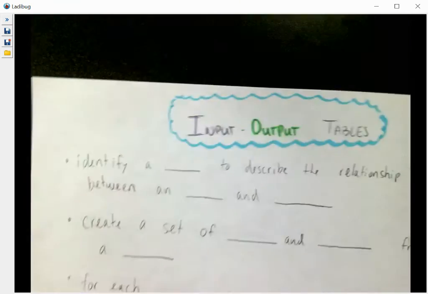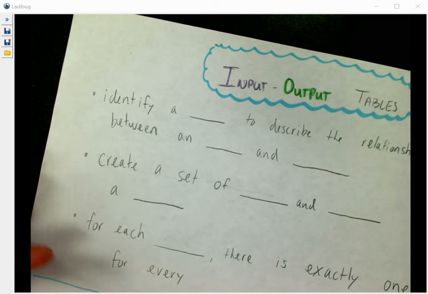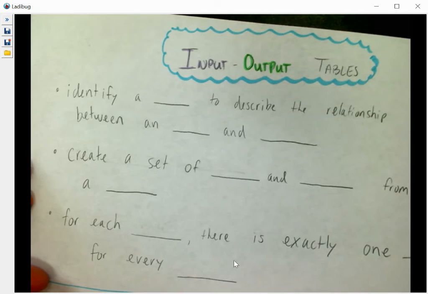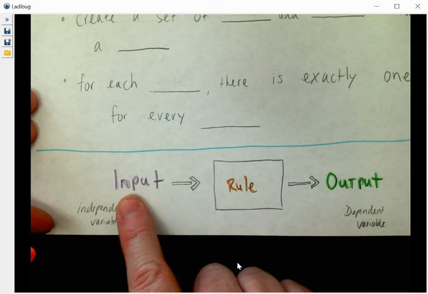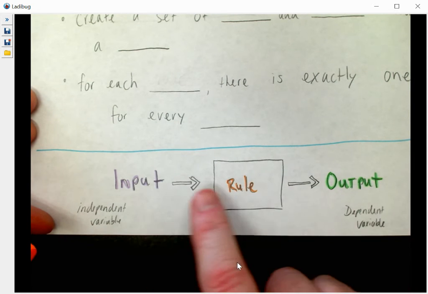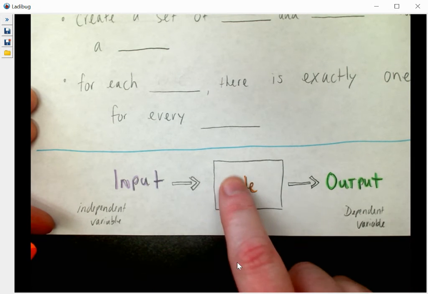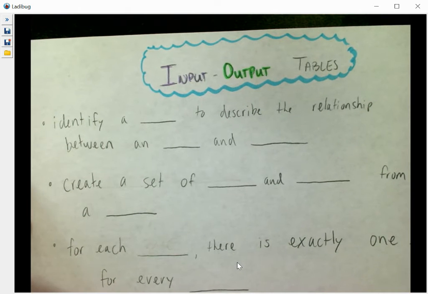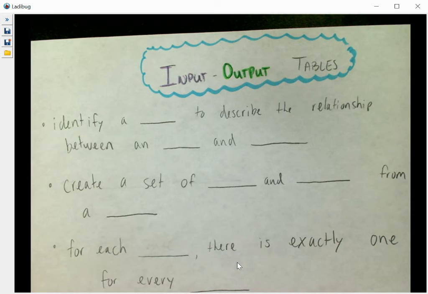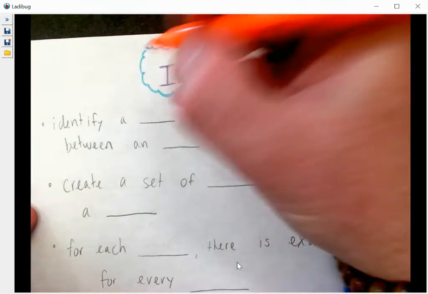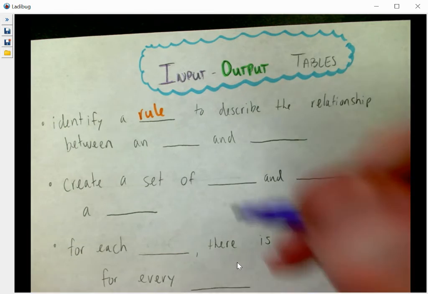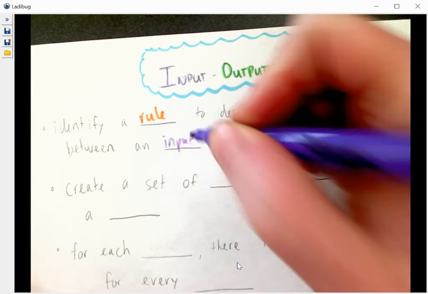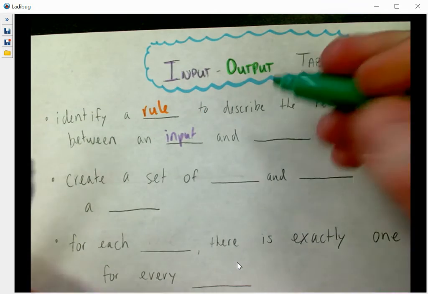So what does that mean for math class? Well, an input and an output, very simply, is what you're starting with and what you get. Your input abides by this rule to lead to your output. You can use input-output tables to identify a rule to describe the relationship between an input and an output.